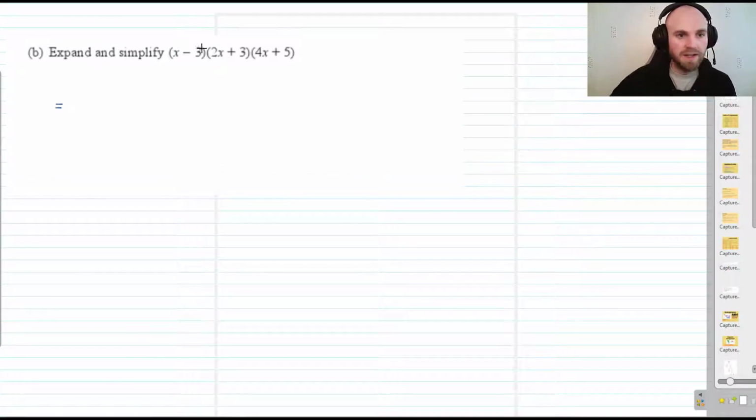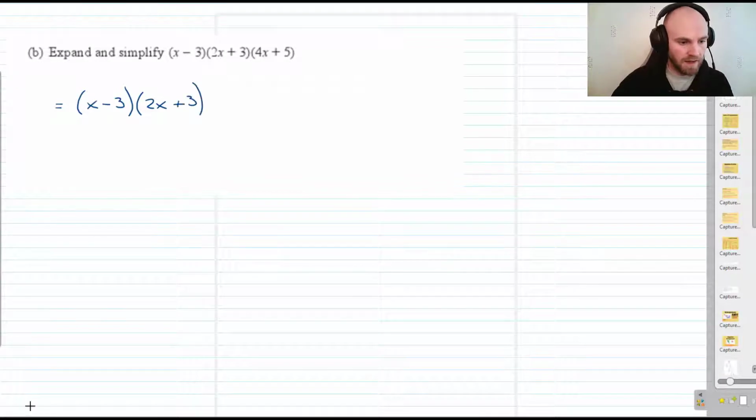Okay, so just to begin with, like I said from the cheat sheet, we're going to just focus on these first 2. So I'm going to put these in blue. So we have x minus 3, 2x plus 3. And I'm going to put this 4x plus 5 in red because we're going to deal with that later.